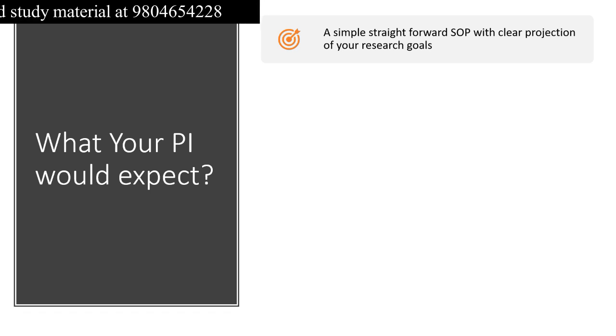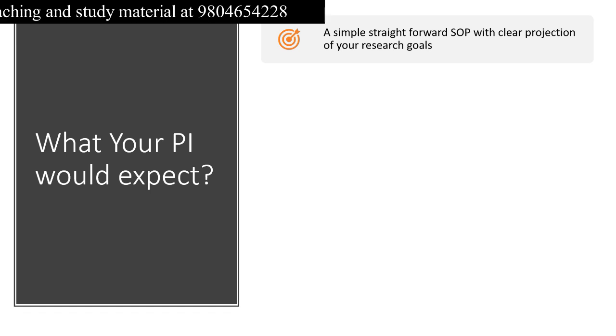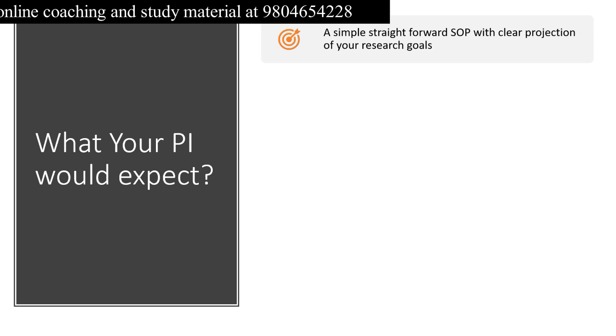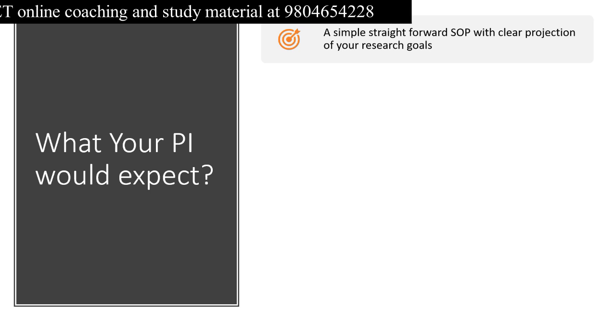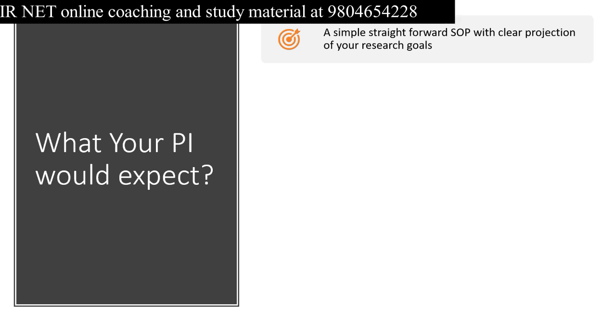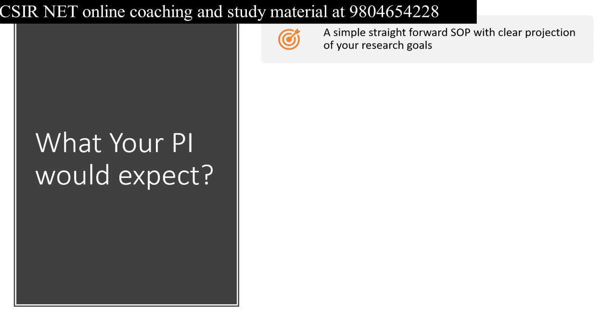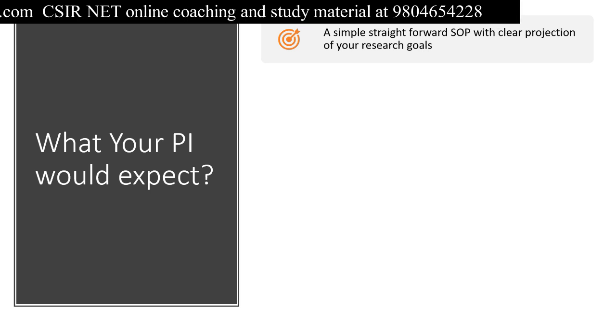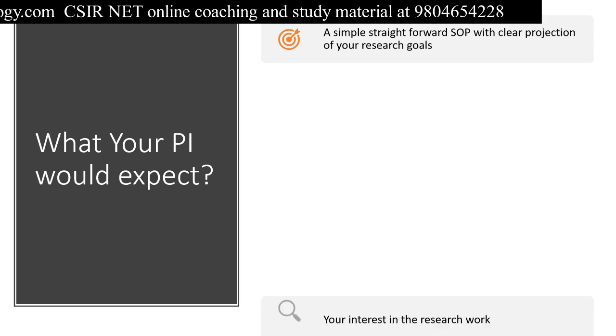So SOP should be simple, straightforward, and obviously every single SOP has a particular word count. It may be ranging from 500 words to 1000 words. So most of the time ranging from 500 to 1000, like 700, 750, something like that. So it should be simple, straightforward with clear projection of your research goal. You should not carry something of a different research goal. It should carry very simple research goals, clearly stated research goals, not multiple goals, but any particular research goal.